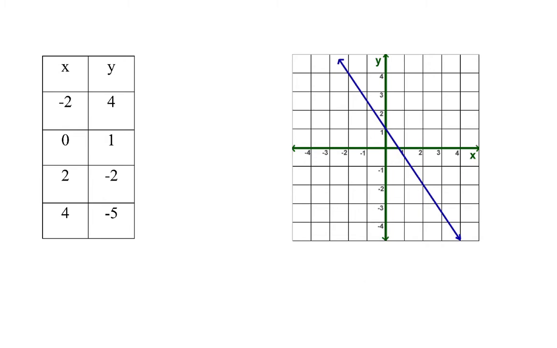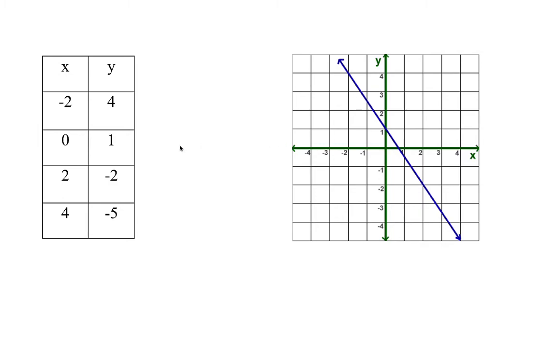Hey guys, so today we're going to learn about standard form. But first, before we get into standard form, we're going to recap how to find slope from a table or how to find slope from a graph, how to identify the y-intercept, and then how to write it in slope-intercept form first, and then we'll talk about standard form.